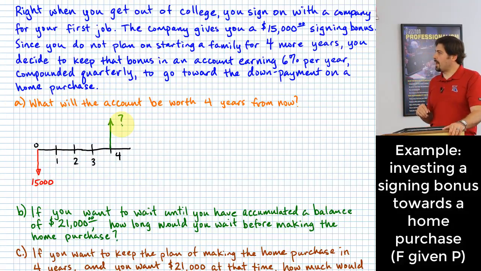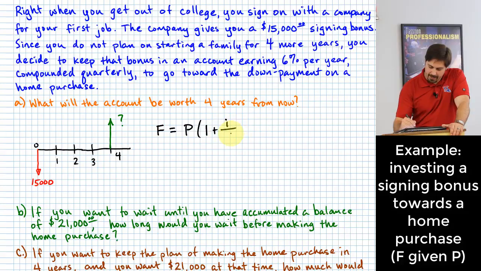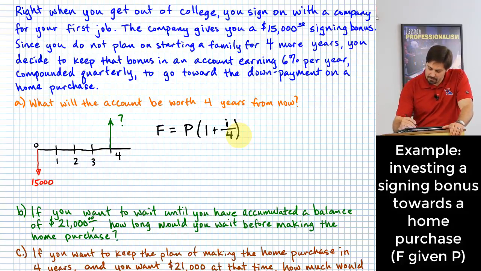So how do we do that? We use the formula, but with one little twist. We're finding a future value from the present value, which you multiply by 1 plus the interest rate. But what do we divide by? 4, because there are 4 compounding periods in each year. And then we have n times 4. These two 4s are there because we have quarterly compounding.